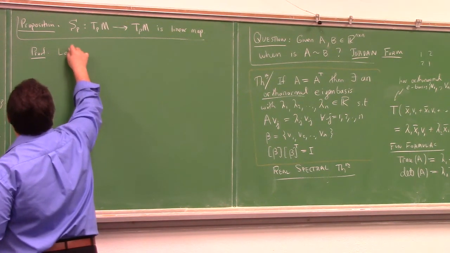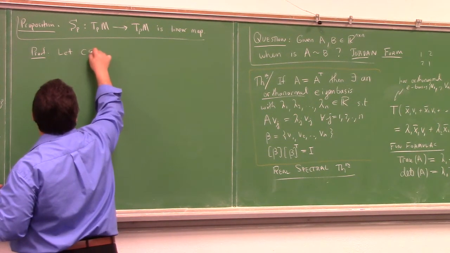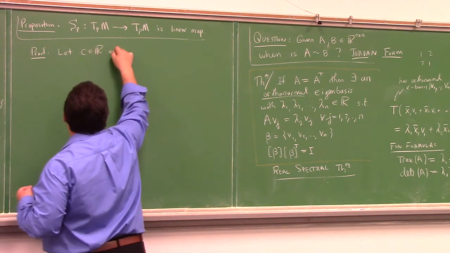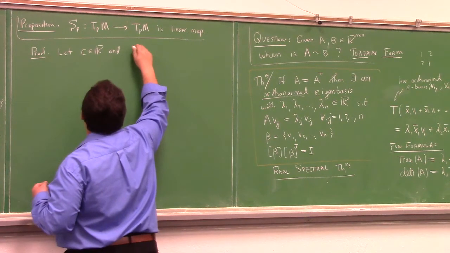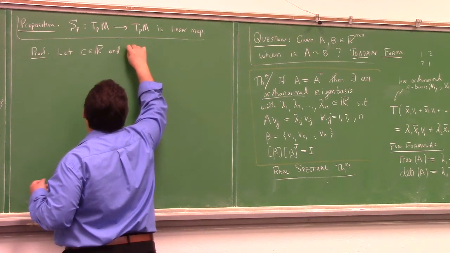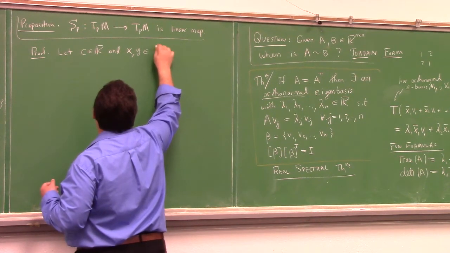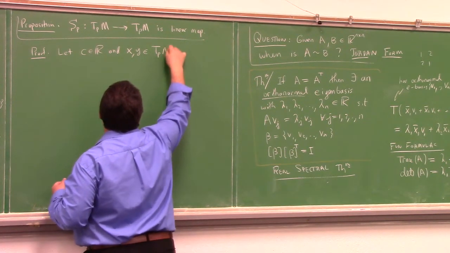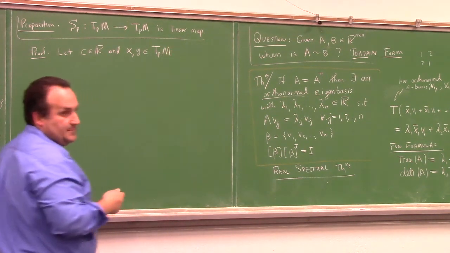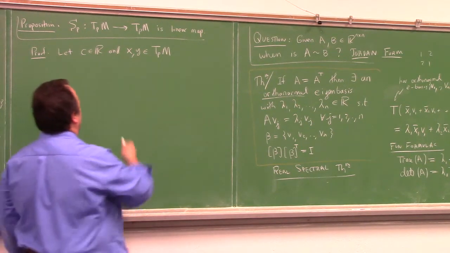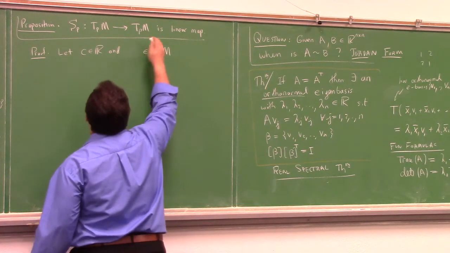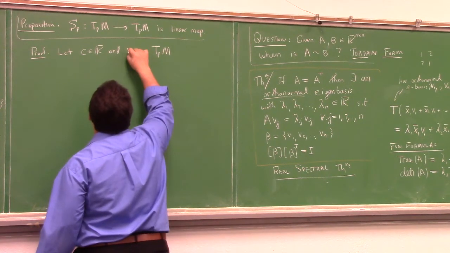Let c be a real number, and let v and w be vectors in the tangent space. I try not to use X and Y. What do you guys want? Little v and little w.